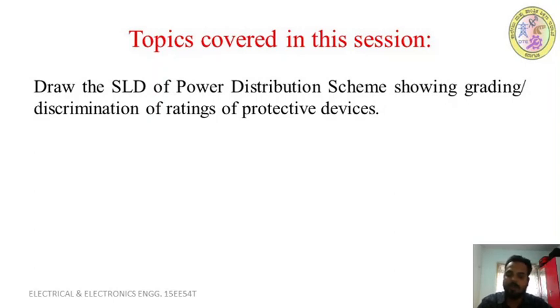In this session we are going to discuss the single line diagram of a power distribution scheme showing grading or discrimination of protective devices. It means the equipment we have selected, we are keeping in an order, and how to place this equipment is what we are going to discuss in this session.